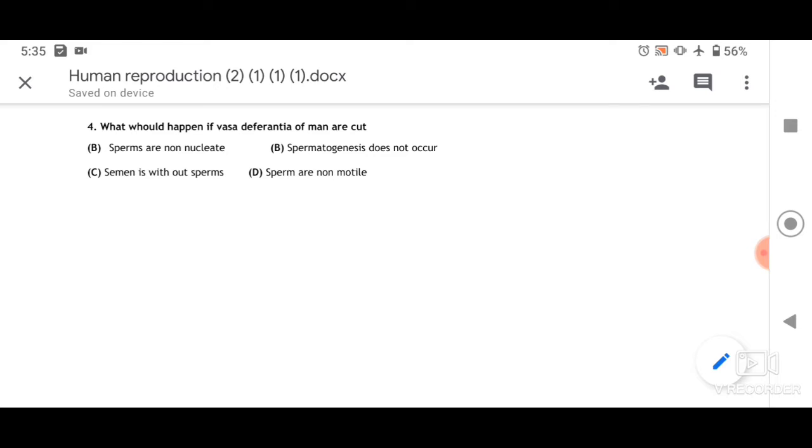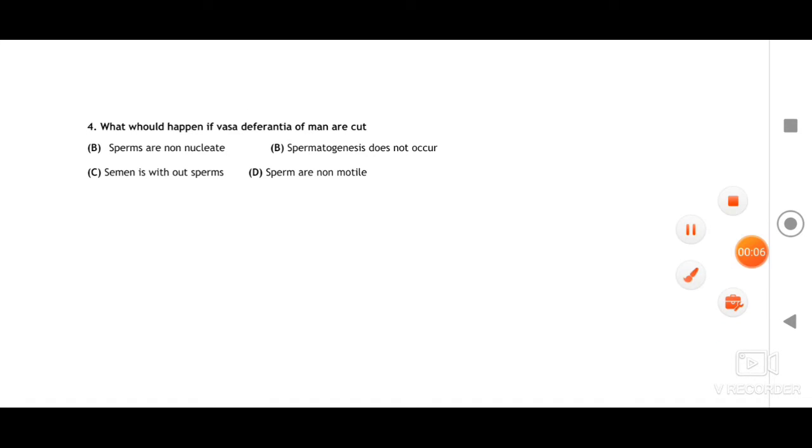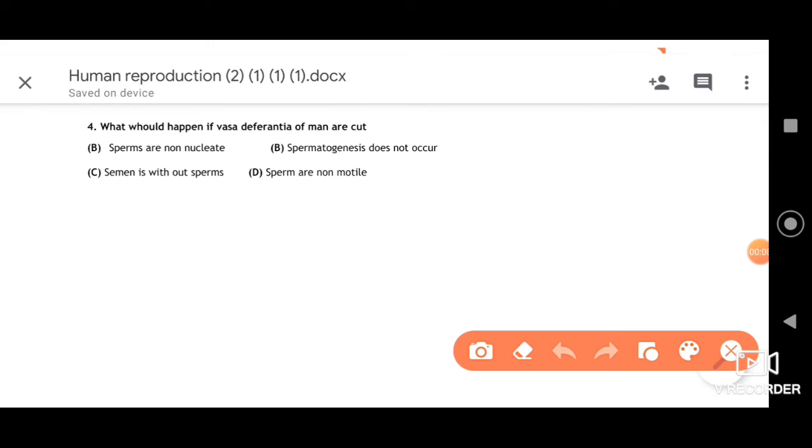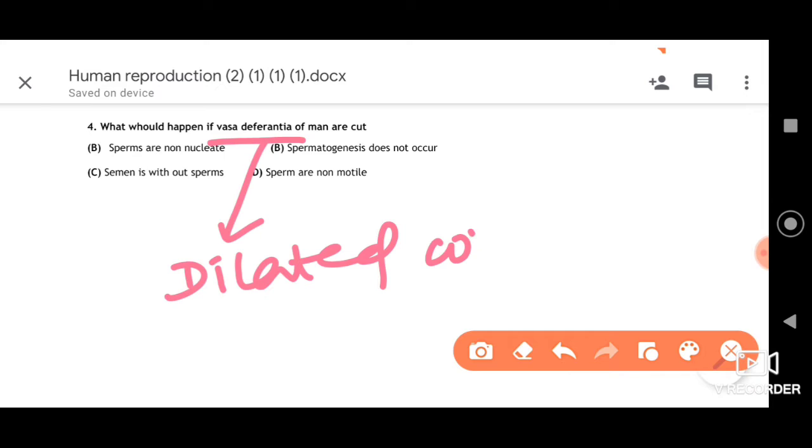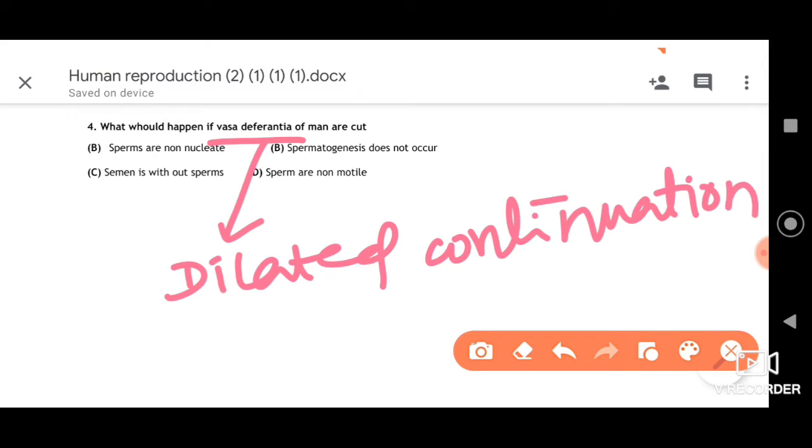The next question we have: what would happen if vasa differentia of man are cut? Dear student, first of all understand what we mean by the vasa differentia here. The vasa differentia is the dilated continuation of the epididymis.